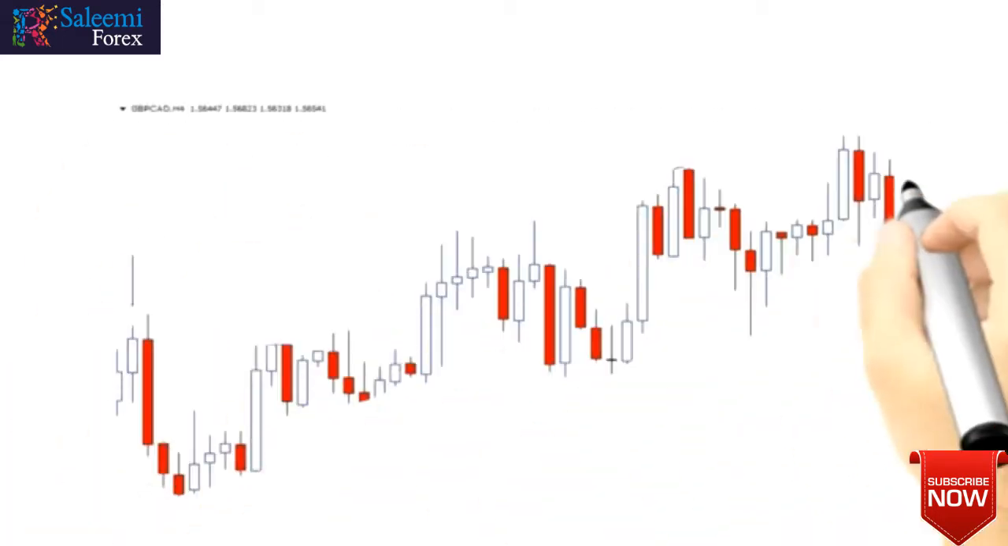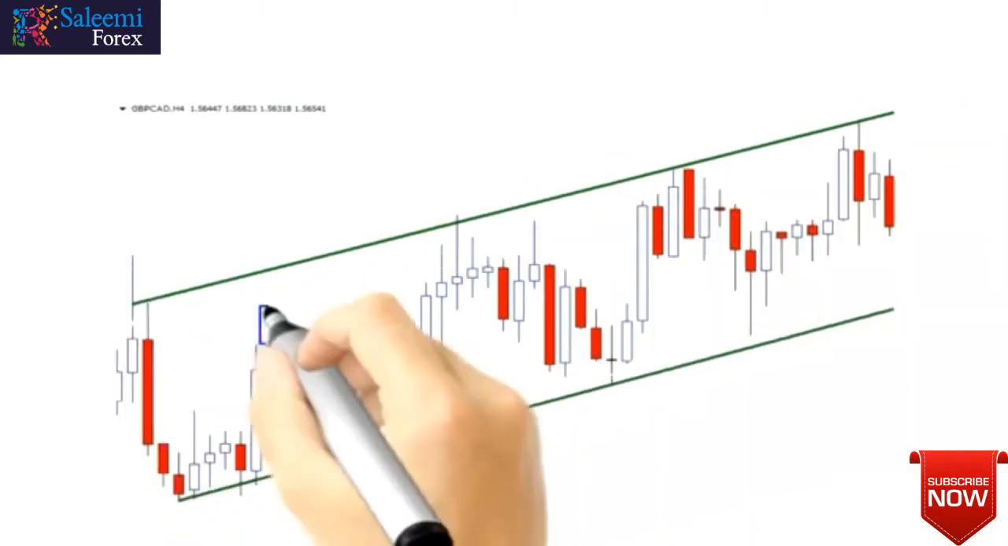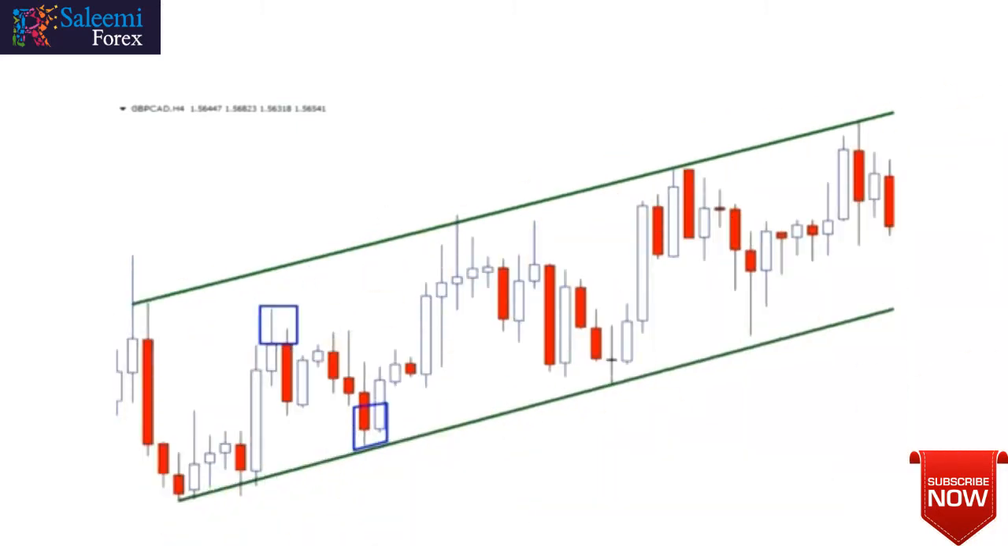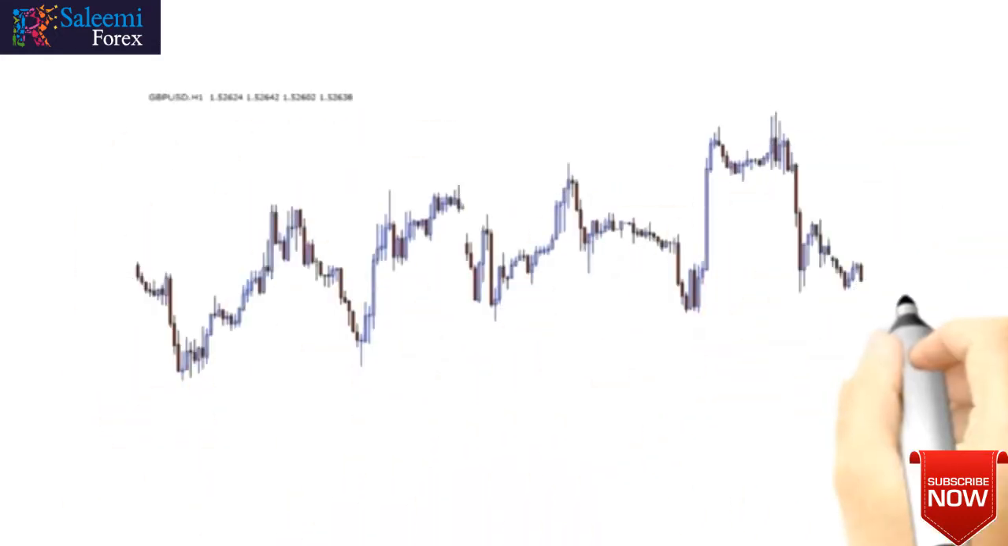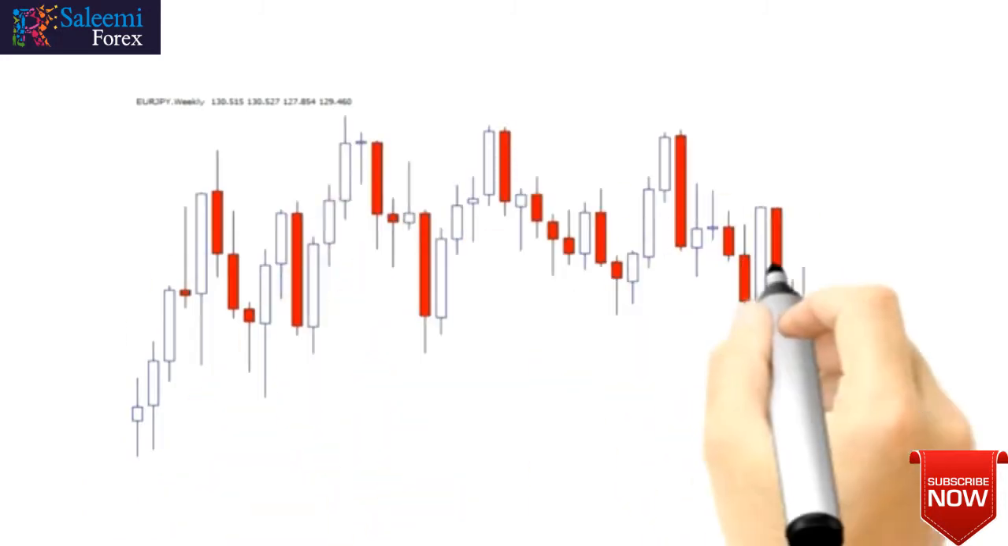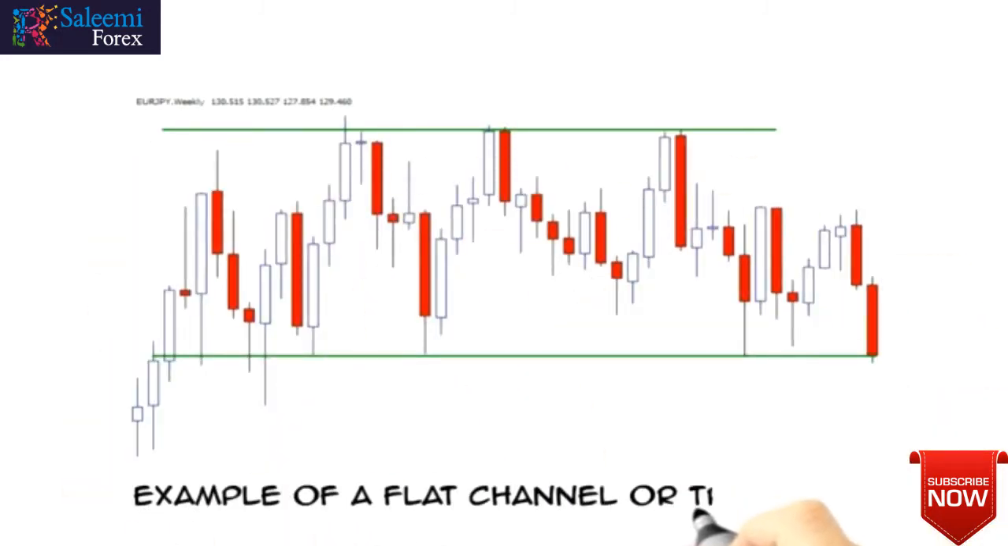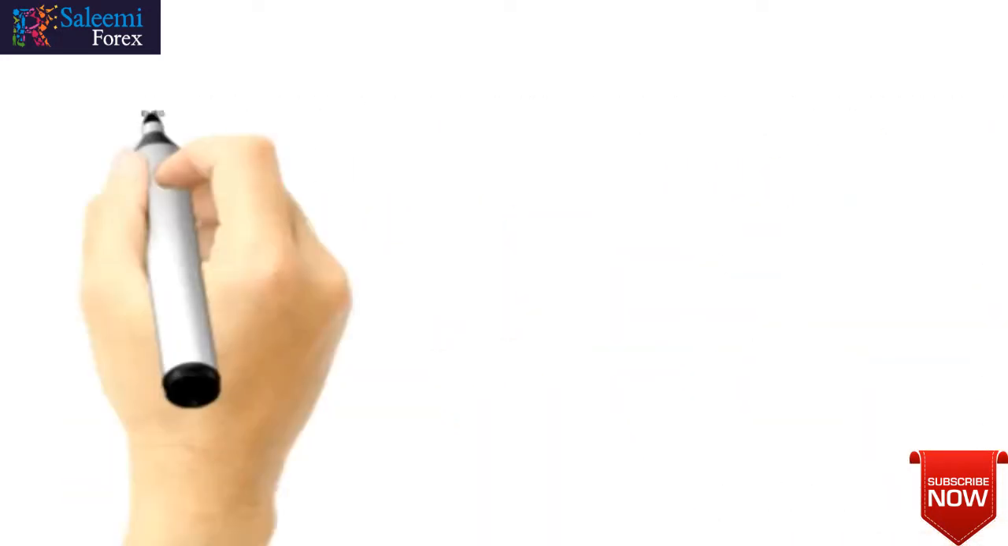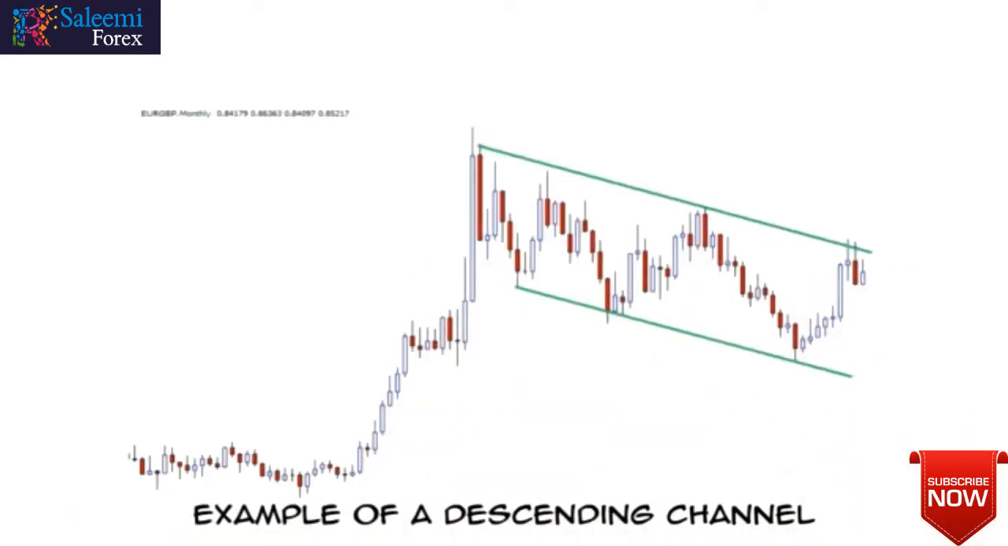So don't worry if your parallel lines don't touch all of the highs and lows, or don't encompass the entire trading range. Figure 4.7 is an example of a rising channel. Figure 4.8 is an example of a flat channel or trading range. This is an example of a descending channel.